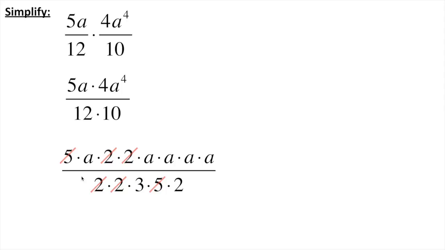Now let's see what we have left. I've got an a, 1, 2, 3, 4, 5, 5a, so this would be a to the 5th power. On bottom, I've got a 3 and a 2. 3 times 2 is 6. So my answer is going to be a to the 5th divided by 6, and this would be my final answer. I cannot reduce this any further.